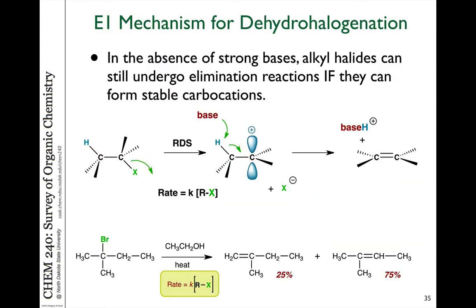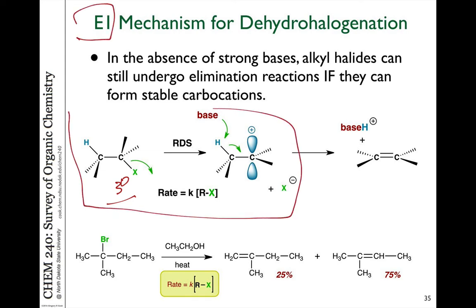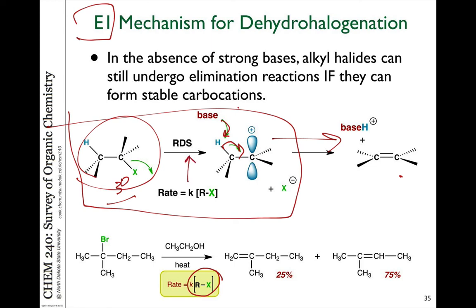Well, without a really strong base present, alkyl halides can undergo eliminations if they can form stable carbocations. So substrates such as tertiary halides that can easily form carbocations can undergo an E1 mechanism where the leaving group simply leaves to form the carbocation, and then in the second step, the base takes off a hydrogen to form the double bond. This is an E1 elimination mechanism because the rate of the reaction depends only on the concentration of the alkyl halide and not on the concentration of the base. The rate determining step is the first step, not the second step.